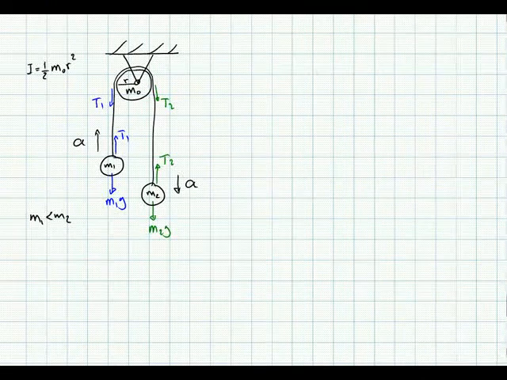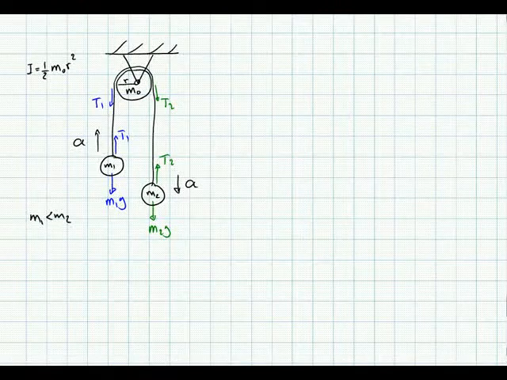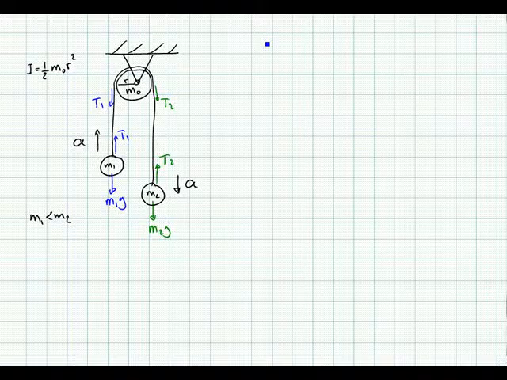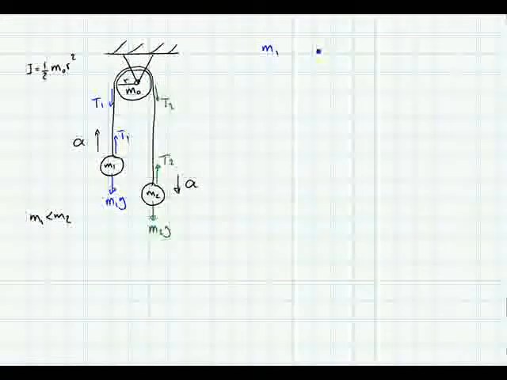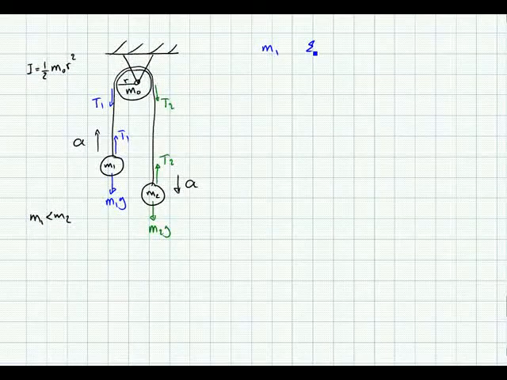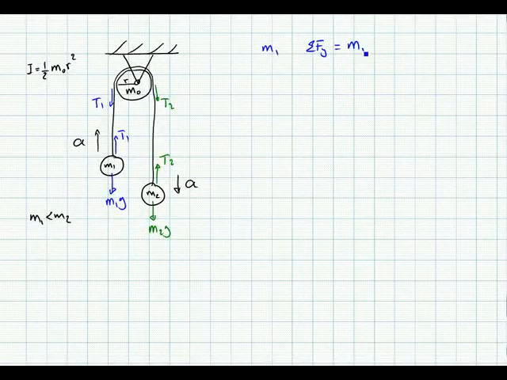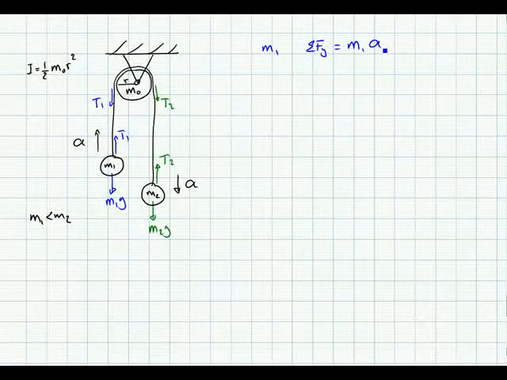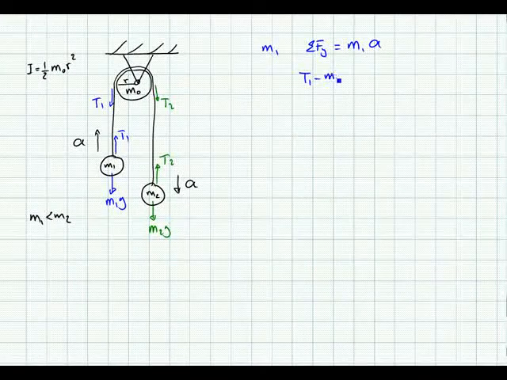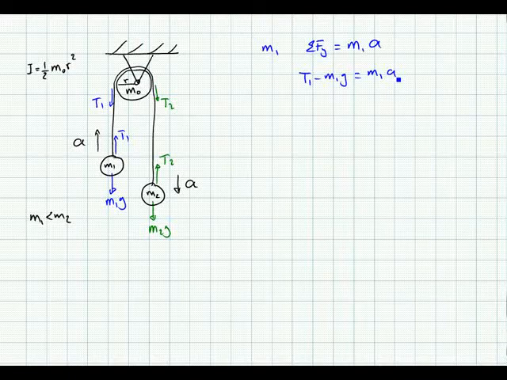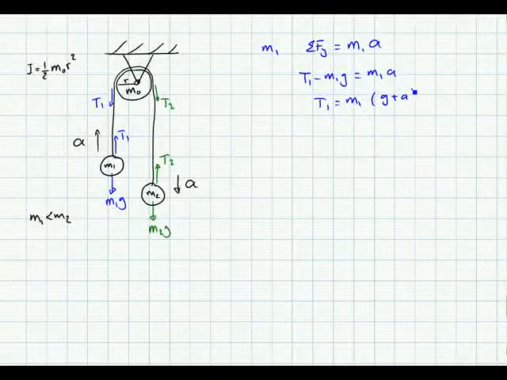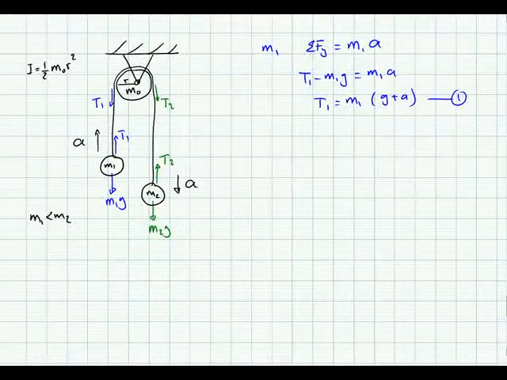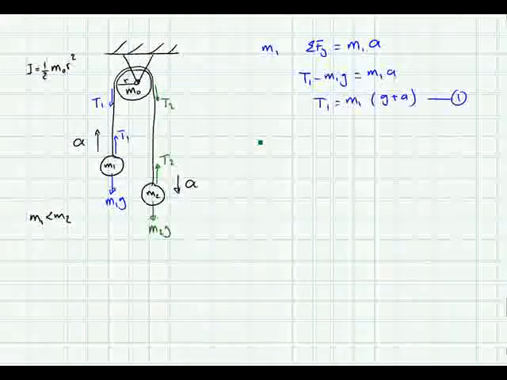Now let us write, I'll use the blue pen, Newton's second law applied to mass 1. So we have the sum of the forces in the y direction is equal to the mass of the object times its acceleration. Sum of the force in the y direction is T1 minus m1g is equal to m1a, which gives us T1 is equal to m1 into g plus a. So that's our first equation.